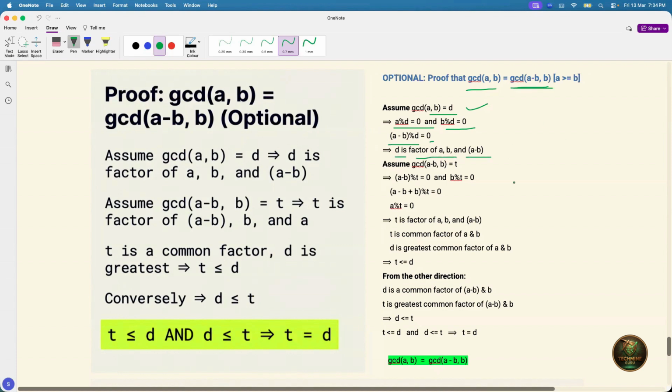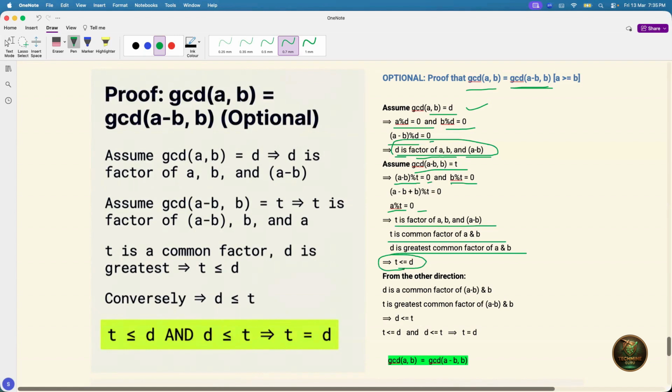Now let's see the second expression. Let's write that GCD of A minus B comma B is equal to T. What does that mean? Using the definition of GCD, A minus B mod T will be equal to 0 and the second number, B mod T, is also equal to 0. If you simply add these two expressions, you will get A modulus T is also equal to 0. That means T is a factor of A, B and A minus B. And here, if you closely observe, T is a common factor of A and B. And from the first result, we have concluded that D is the greatest common factor. So T must be lesser than or equal to D.